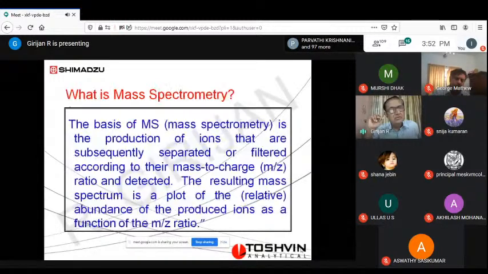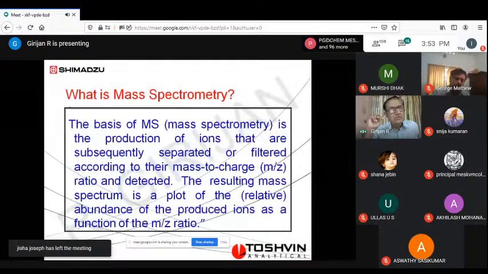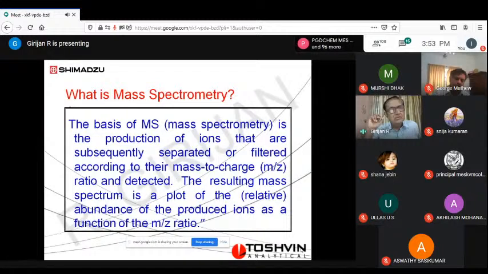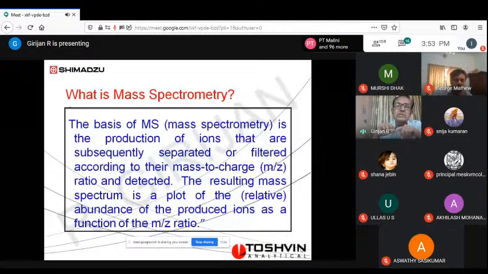Okay. So now let us come to a very simple definition. What is mass spectrometry? I think this is basically students should understand what is the definition. The basis, I just read it out and I'll explain. The basis of mass spectrometry, MS, is the production of ions that are subsequently separated or filtered according to their mass to charge ratio, and they're all detected. The resulting mass spectrum is a plot of the abundance of the produced ions as a function of the M/Z ratio. What does this statement mean for students?